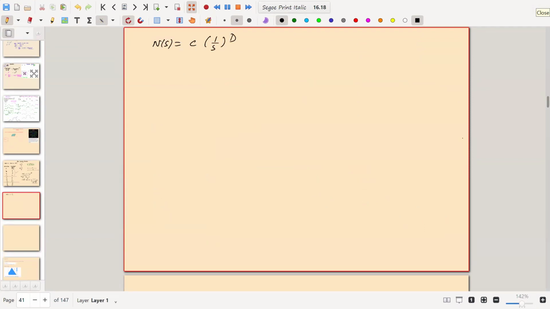So if you have only data, you can convert it to a regression kind of problem. Okay, how? Take log on both sides. If you take log on both sides, log N of s is log c plus d, sorry, minus d log s, right? I hope that is clear. Or did I make any mistake?